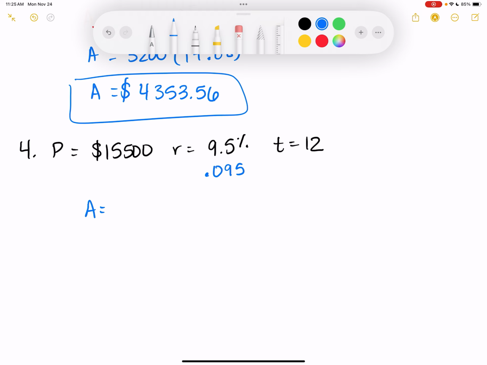So A equals 15,500 times (1 plus this). So I'm just going to write 1.095 raised to the T, which is 12. $46,057.58.